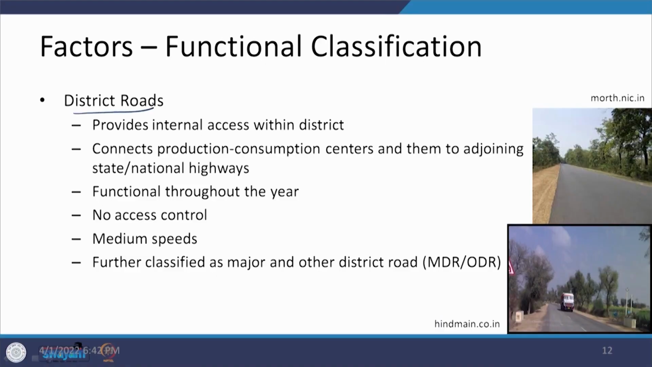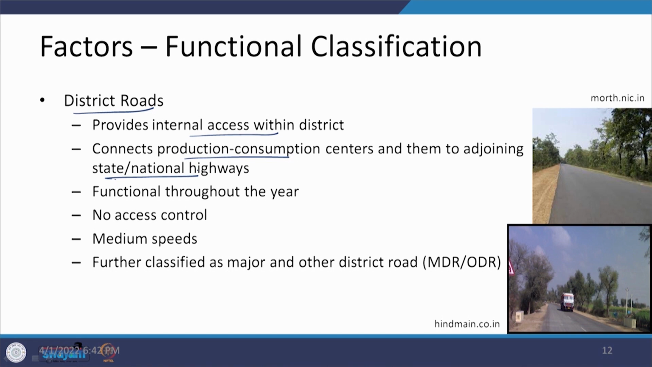Another categorization is the district roads, and these district roads are basically the internal roads of an area. Therefore, the internal access within the district is being provided by them. They are meant to connect all production and consumption centers, all such marketplaces which are there, with the locations where this produce can be utilized, and if that is not there in the nearby vicinity, then we have to connect them through the national highways or state highways to the different parts of the country where these commodities can be easily consumed.